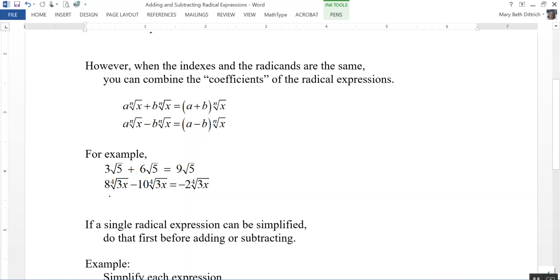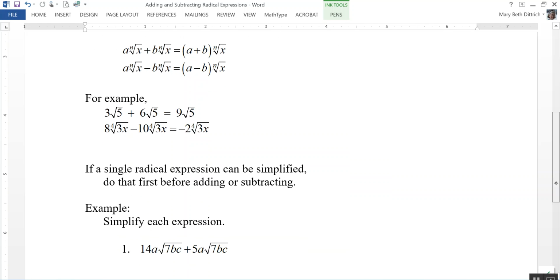Notice that both expressions have the same index, they're fourth roots, and they have the same radicand, 3x. So you just combine the numbers that are being multiplied out front, what looks like a coefficient. If a single radical expression can be simplified, you want to do that first before you add or subtract. So let's take a look at several examples here.